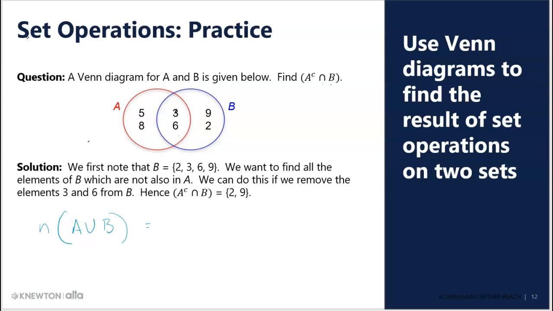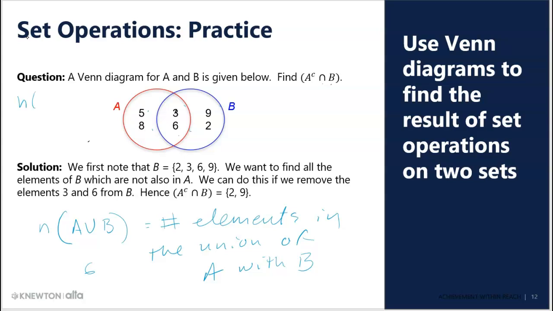This is just the number of elements in the union of A with B. So you make one big set out of these circles. So if I count them, there's 1, 2, 3, 4, 5, 6. The 6, that's easy enough to count. Well, how many elements are in A? Well, it'd be 1, 2, 3, 4.